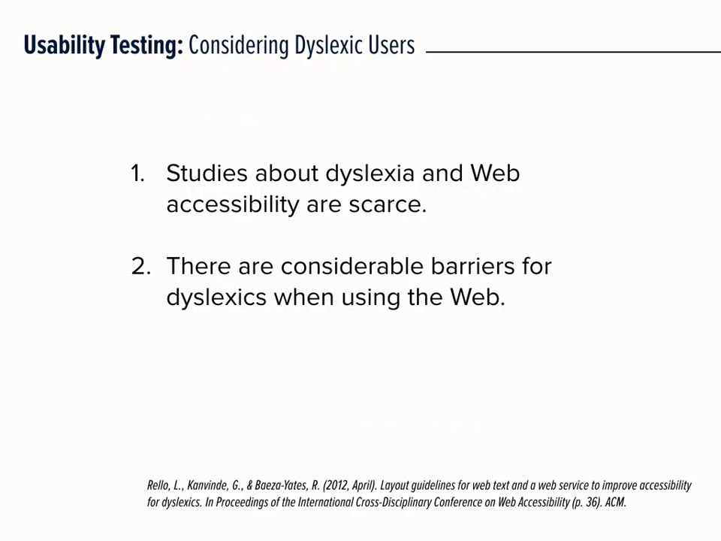According to Rello, Kandavi, and Batsy Yates, compared to other groups of users with special needs, studies about dyslexia and web accessibility are scarce. In the current recommendations for accessible web, dyslexia is only one more disability within a diverse group of cognitive disabilities. However, there are considerable barriers for dyslexics when using the web.